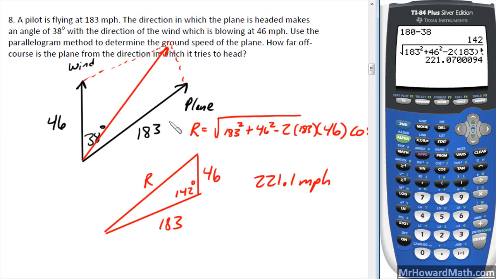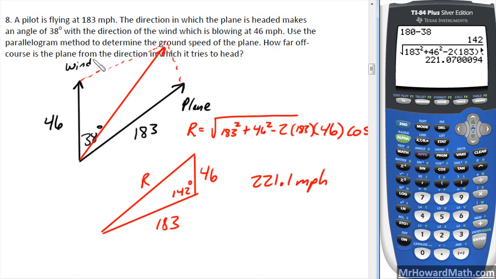And that tells us, use the parallelogram method to determine the ground speed. So that would be 221.1 miles per hour. That answers the first question. How far off course is the plane from the direction in which it's trying to head?